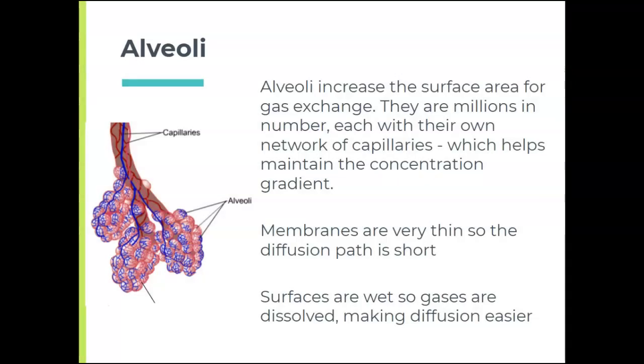The alveoli increase surface area for gas exchange. There are millions of alveoli in your lungs, which is why you can consistently take in oxygen and breathe out CO2 all the time. You're doing it now. There's diffusion happening in your lungs right now. They have their own network of capillaries. It's just constant. This concentration gradient is constantly fluctuating between high amounts of O2 and trying to hit equilibrium.